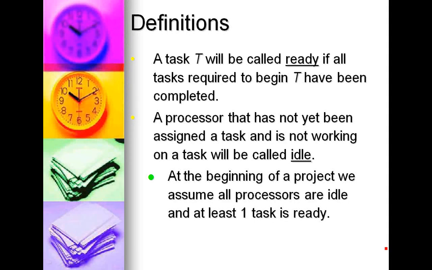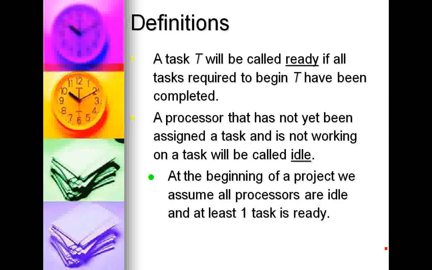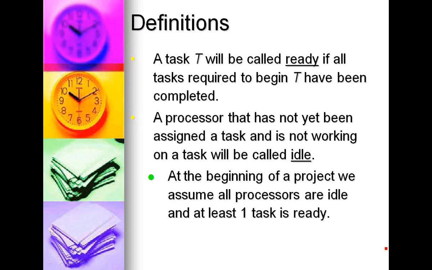Okay, second half of 7.2, definitions. A ready task: if all the tasks that are prerequisites for a task have already been completed, then we call that task ready. In other words, if we take everything off of a graph that's already been scheduled and our task is now a source, then it is considered to be ready. A processor is idle when it's not doing anything. So that's what we talk about, idle time.